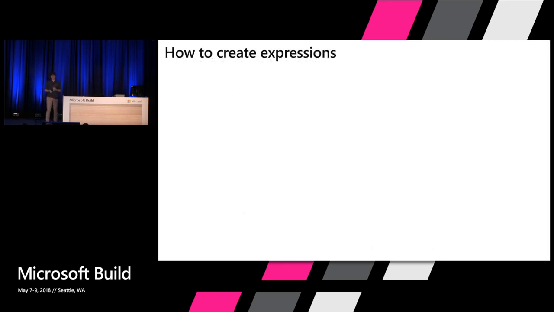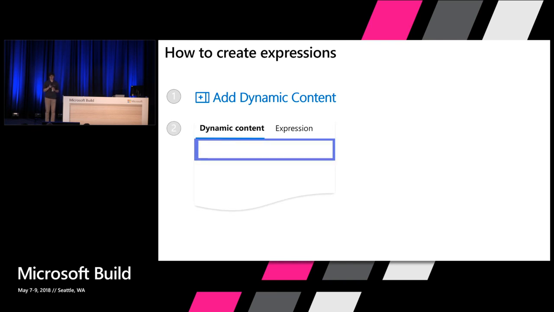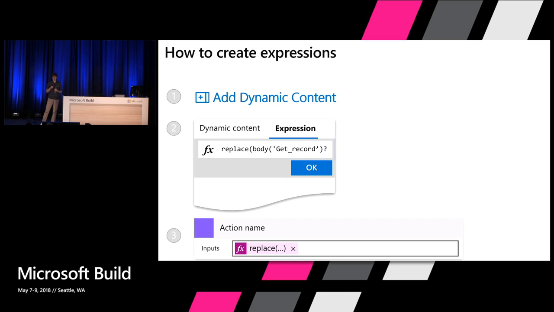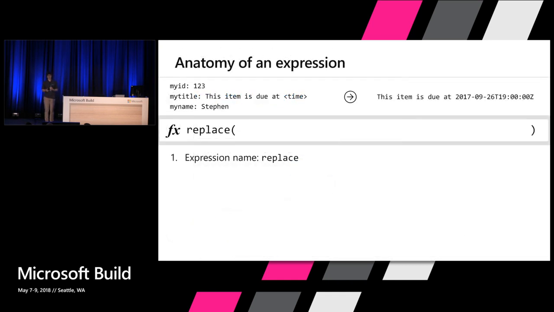So how to create expressions. So you saw me click the Add Dynamic Content button. And when I did that, I got a dialog that popped up that had a Dynamic Content tab. There's a second tab there called Expression that I can click, and I can fill in an expression there. As soon as I do that, then I can hit OK, and I get an expression placeholder placed directly into the action. So let's break apart what exactly that expression looks like.